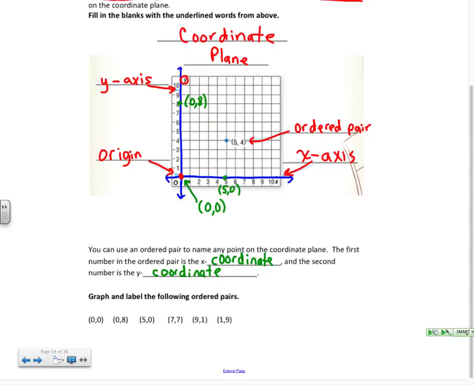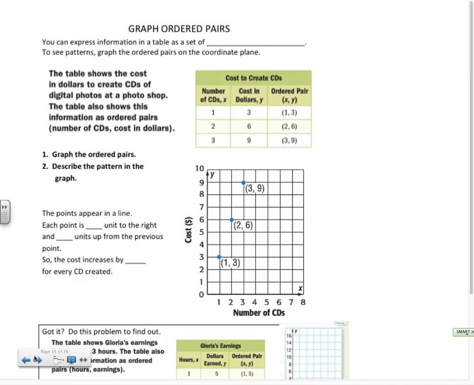Then 7, 7, move across to 7 and up to 7. So there's 7, 7. 9, 1, you move on the x-axis going all the way across to 9, and then on the y-axis up to 1. So let's notice how 9, 1 is different than the next one, 1, 9. That means you go over 1 and up 9. So this is 1, 9. So you can see the difference between 9, 1 and 1, 9. All right, let's take a look at the next page.